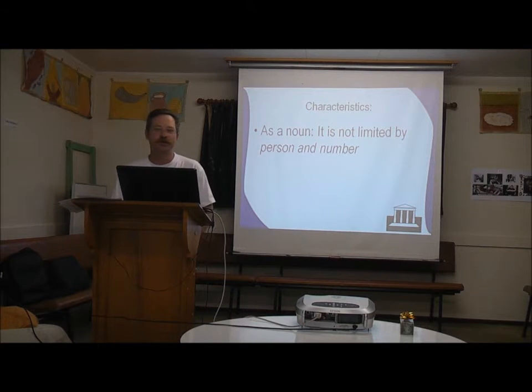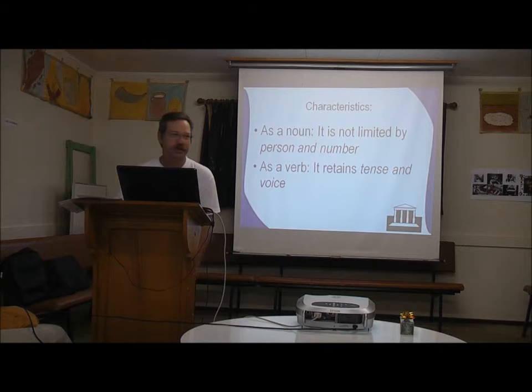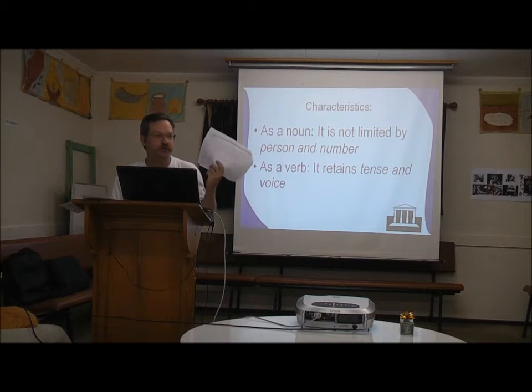But if you look at the characteristics of an infinitive, you can see why they talk about it in terms of a verbal noun. As a noun, it's not limited by person and number, but it will have gender. And as a verb, it retains tense and voice. Infinitive is going to be active or passive, and it's going to retain tenses. Okay, if you look at your chart 14, there are 3 tenses for the infinitive: present, aorist, and perfect.